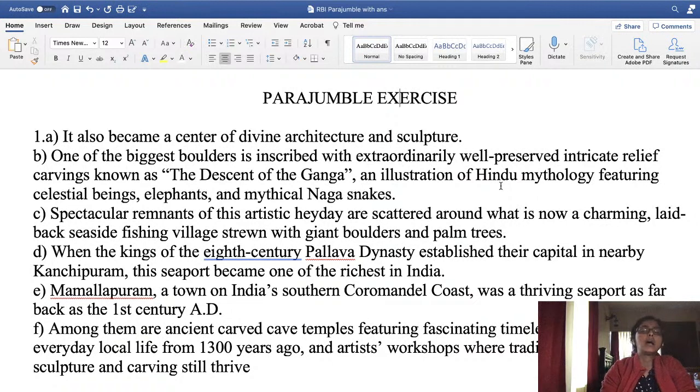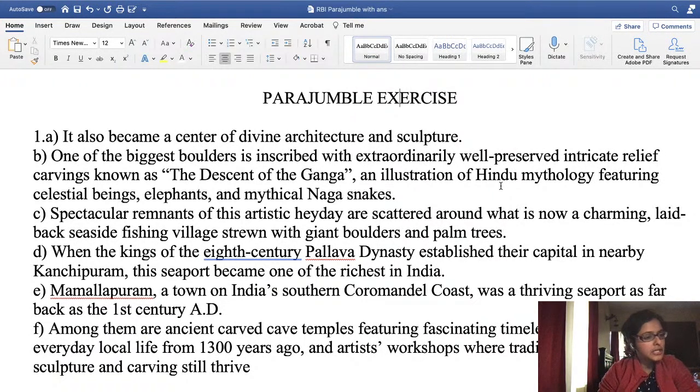Okay, sentence number E is the first sentence, right? It tells you about Mamallapuram, a town on India's southern Coromandel coast. It became a thriving seaport. Thriving means rich and prosperous. A seaport that has a lot of money. It is rich, it's doing well, right?